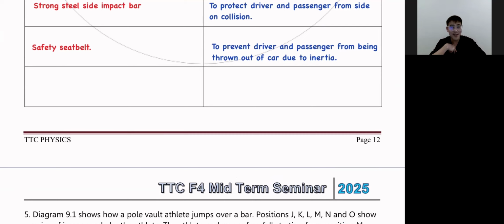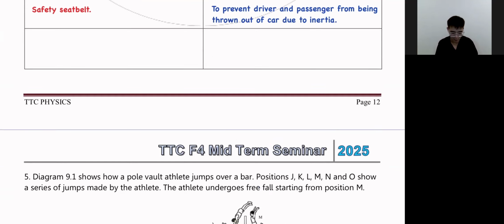Because when they are being thrown out of the car, they have to go through the windscreen, right? So the windscreen must be a shatterproof windscreen so that they won't be thrown out of the car. But of course, the shatterproof windscreen is not because they don't want the driver and the passenger being thrown out of the car. It's actually to have a shatterproof windscreen.